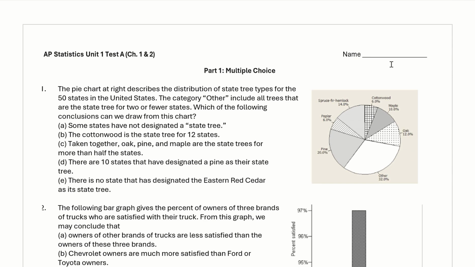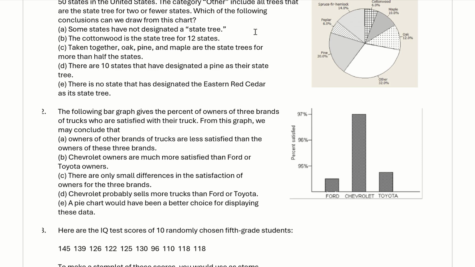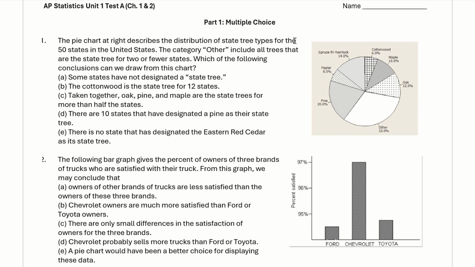The first question: the pie chart on the right describes the distribution of state tree types for the 50 states in the United States. The category Other includes all trees that are the state tree for 2 or fewer states. Which of the following conclusions can we draw from this chart?